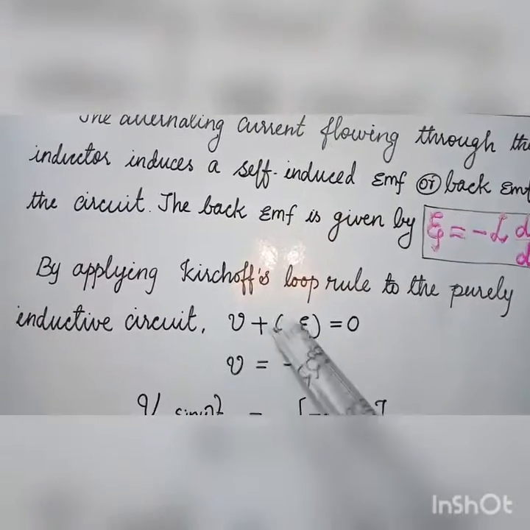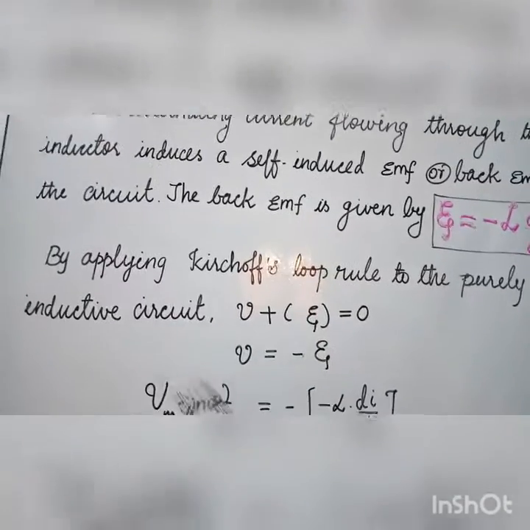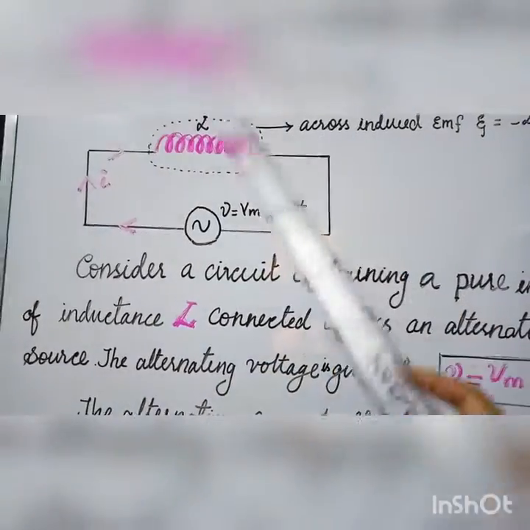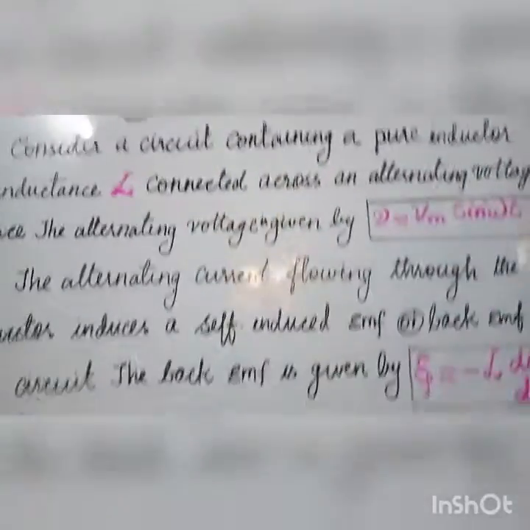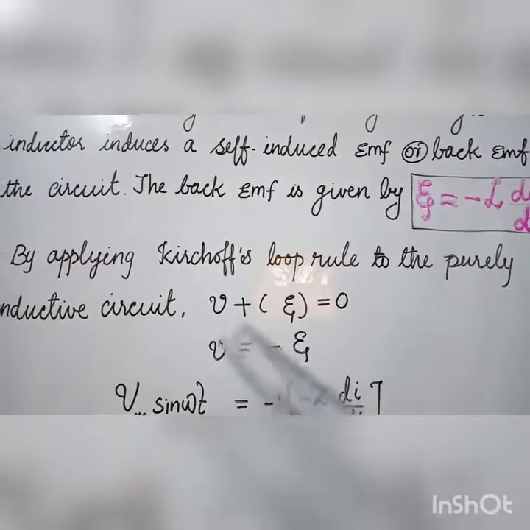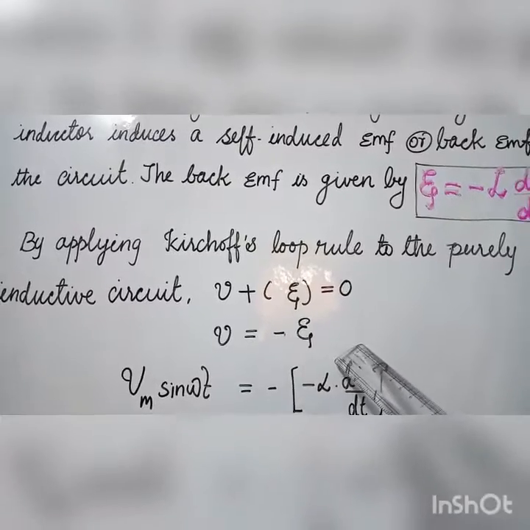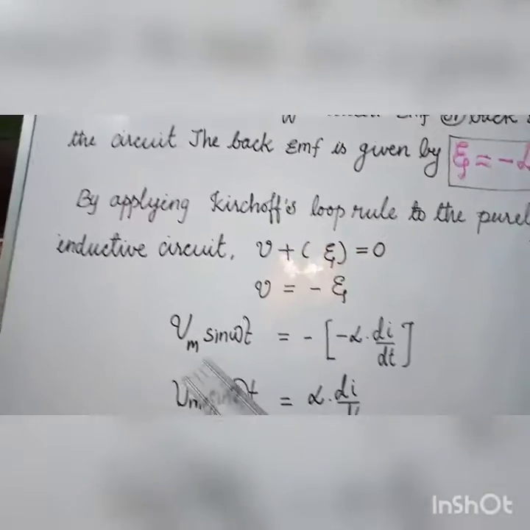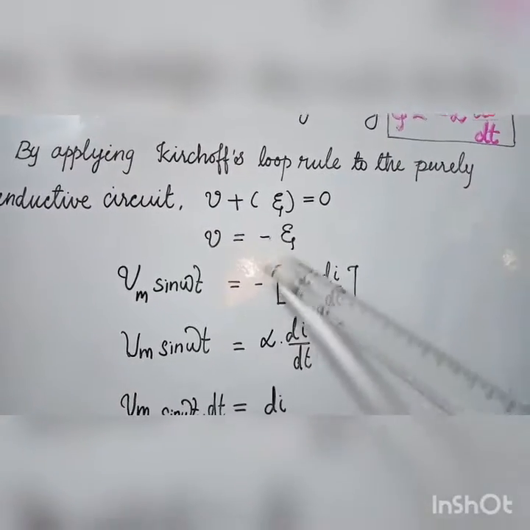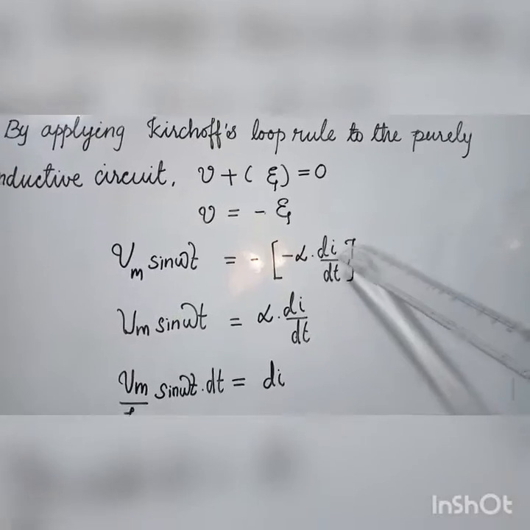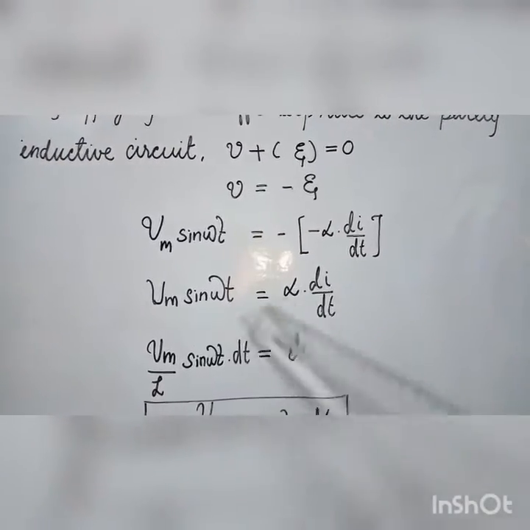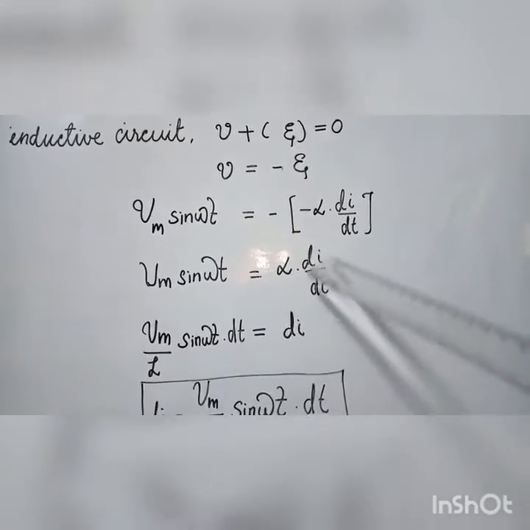By applying the Kirchhoff loop rule to the purely inductive circuit, the voltage V plus the induced EMF E is equal to 0. So V is equal to minus E. The value of V is the maximum voltage times sin omega t, which equals minus the value of E, minus L into di by dt. So Vm sin omega t equals plus L into di by dt.